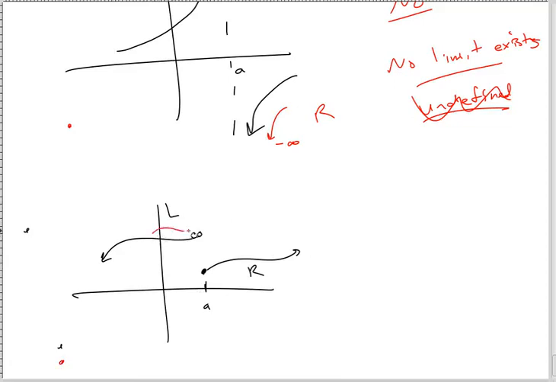On the left side, I'm going to this point right here, this y value. And on the right side, I'm going to this point right here. And they're different. Let's call this one 3. Let's call this one 1. So is 3 equal to 1? No. So no limit. Undefined. That kind of stuff.